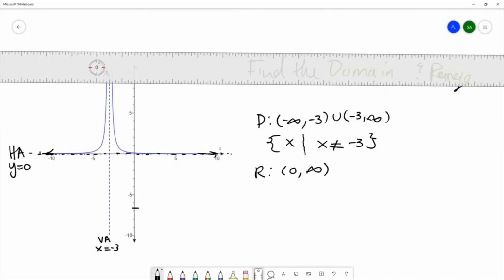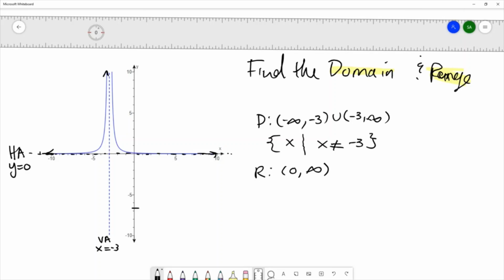So this would be my range in interval notation, but if I wanted to use that other notation, set builder notation, I would use curly braces. And since I'm talking about the range, that would be the y. y would be my variable. And I want to write the conditions or the restrictions on y. And in this example, the conditions are that y needs to be greater than 0. And so that would be your range in set builder notation, your domain in set builder notation above.